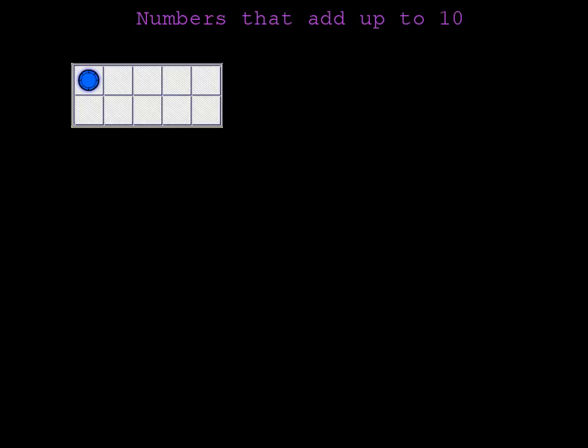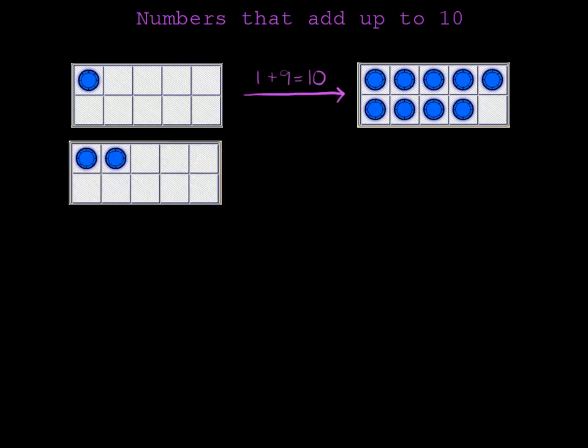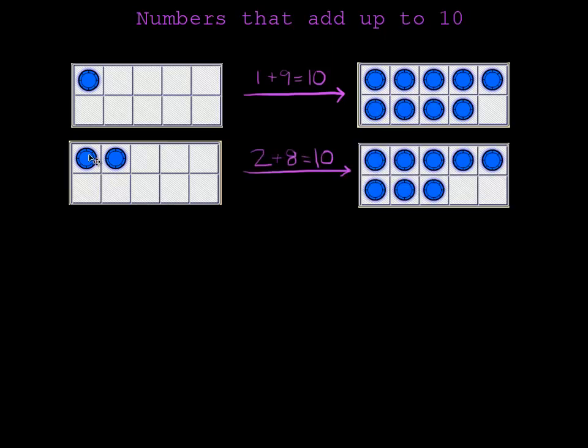So let's take a look at 1. Just one chip placed in the 10 frame. Now, 1's complement is 9 because 1 plus 9 makes 10. And notice that this one chip would fit just perfectly right here. Okay, now let's look at 2. 2's complement is 8. 2 plus 8 makes 10. And notice how these two chips would fit in just perfectly here.